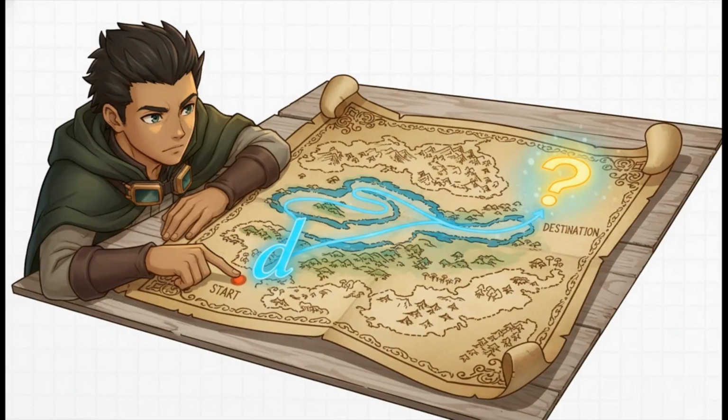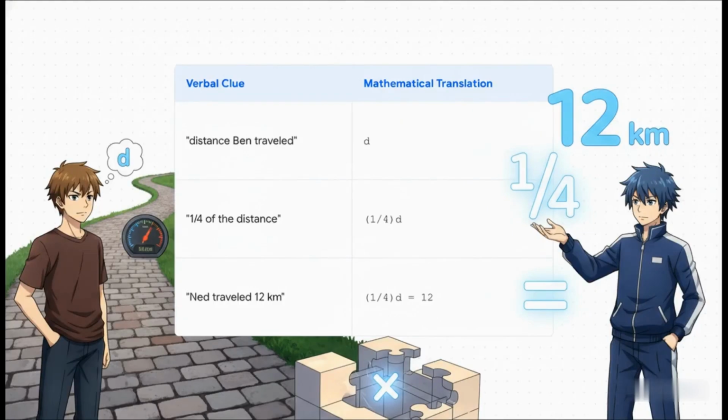All right, you know the drill. Steps 1 and 2. We've read the problem. Now, what's the one thing we're really trying to figure out? The last sentence gives it away. How far did Ben travel? So let's call that unknown distance D this time. Okay, let's fire up step 3 and translate this thing.